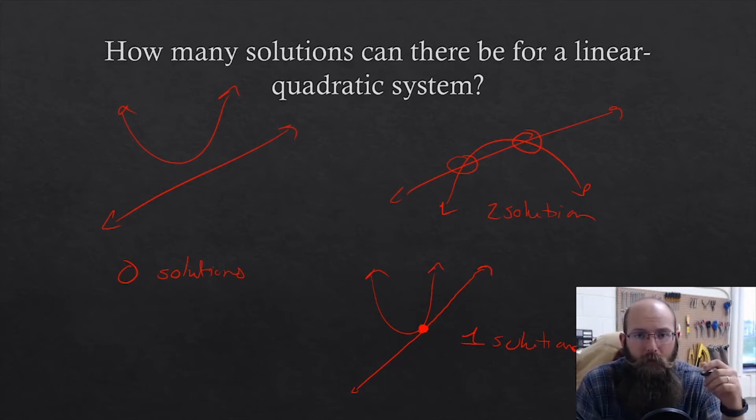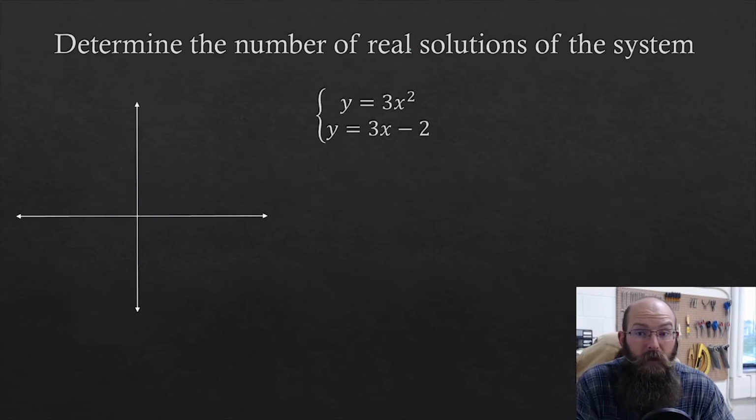Let's go check out an example. All right, so now we need to determine the number of real solutions of the system. I've got a quadratic on top, I've got a line on the bottom. So I'm going to use blue for this one, and we're going to roughly draw in what this looks like. So I need a couple of points here. 1, 2, 3, 1, 2, 3.